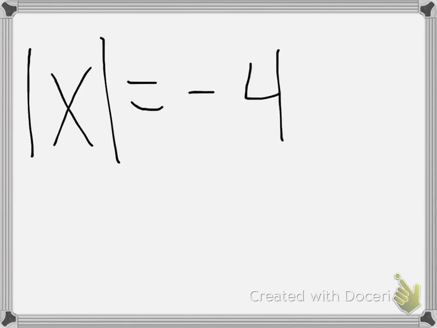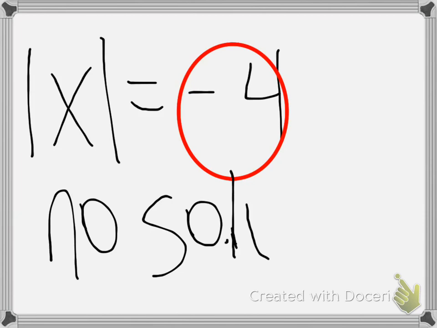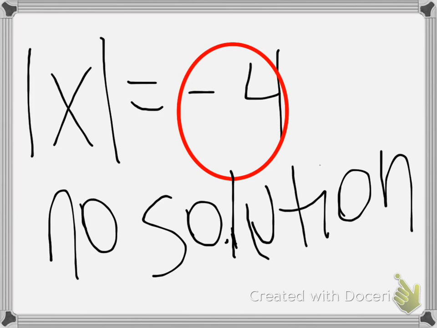That's not the only special case of absolute value. Something like this, where we have the absolute value of x equal to a negative number, as you can see here, I have it equal to negative 4. Well, in this case, the equation actually has no solution, because there is no number that has a negative absolute value.